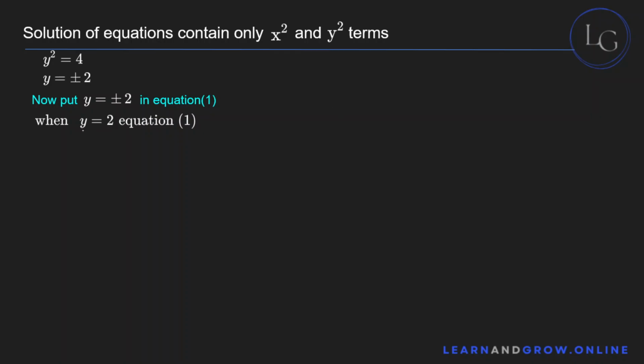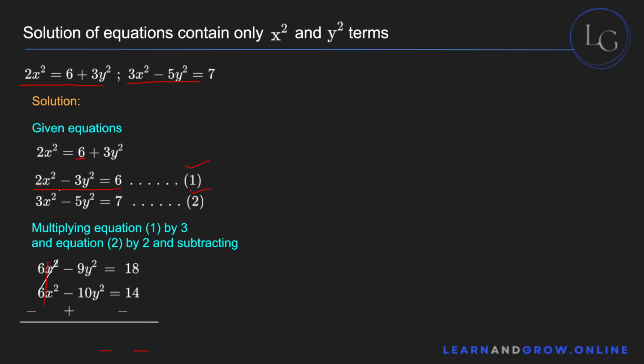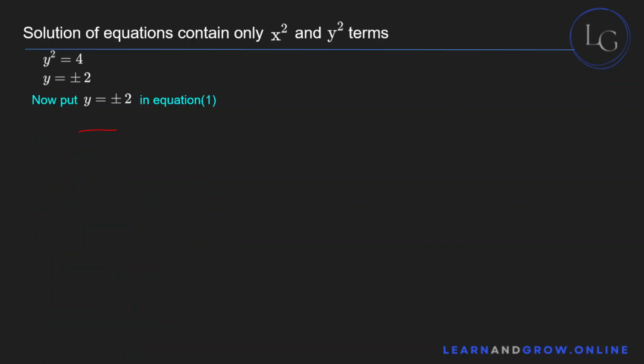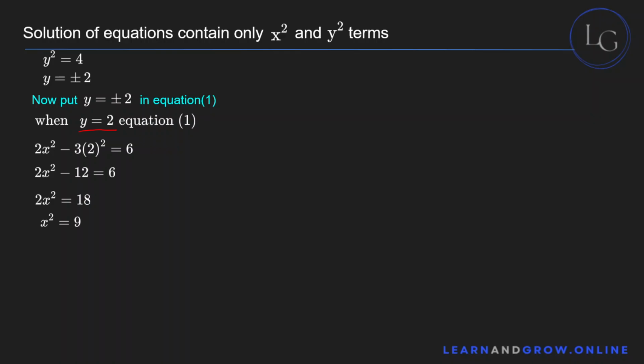So, first of all, you put y is equal to positive 2 in equation 1. Just to refresh what equation 1 is, this is equation 1. You put the value of y is equal to positive 2 over here. So, when you do that, you get this, and now basically upon further calculations you'll get two values for x, positive 3 and negative 3.